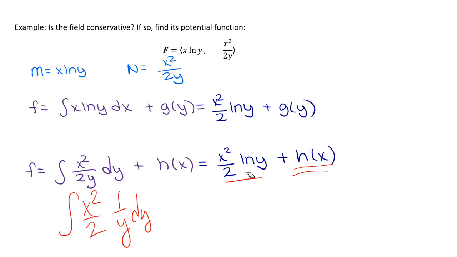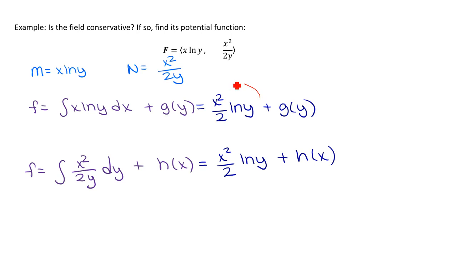Finally, I'm going to compare my two answers, and if there are any terms with both x's and y's in them, you should see them in both of your antiderivatives. And so it's a good thing that I see the exact same term, x squared over 2 ln y, in both of these antiderivatives. That has to happen. If they don't match, then you've made a mistake. And my antiderivatives don't actually have any other terms. And so this is my potential function, x squared over 2 ln y.